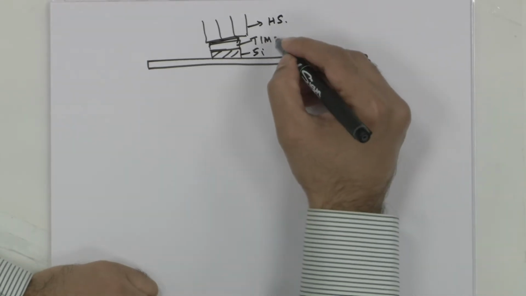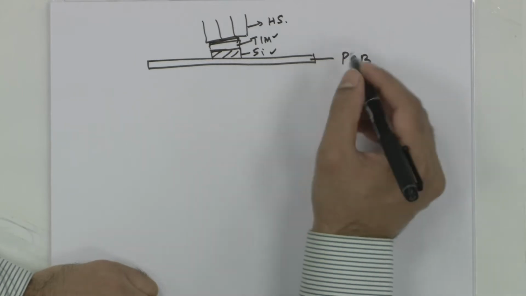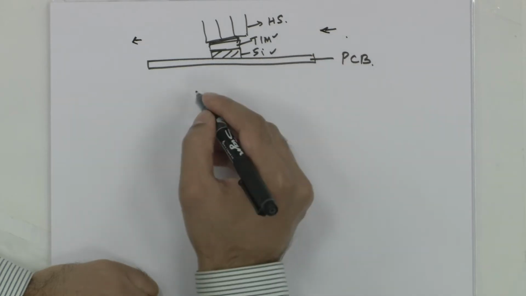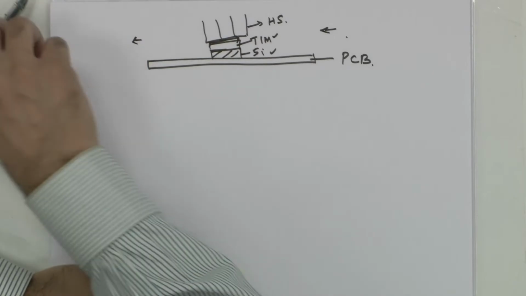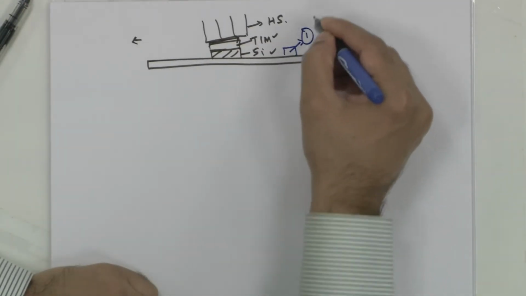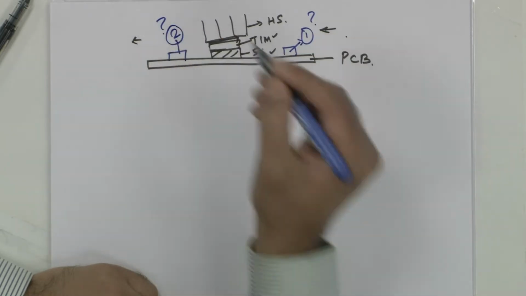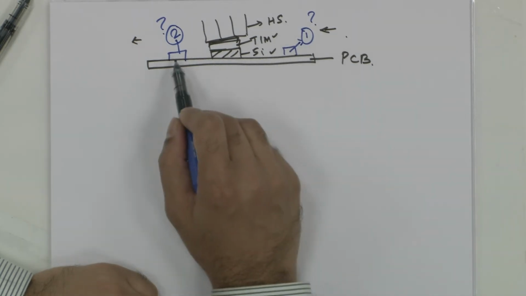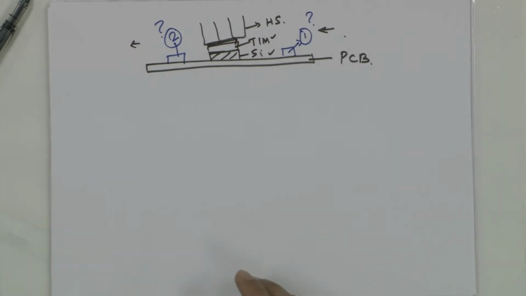All the necessary information for TIM, silicon, everything is provided, but the goal of this problem is, as air flows from right to left, a new component needs to be placed in the board. The question is whether to place the new component here or here. So, should we place the component before the high power processor, or should we place it after the processor? That is the question that we are trying to answer in this.